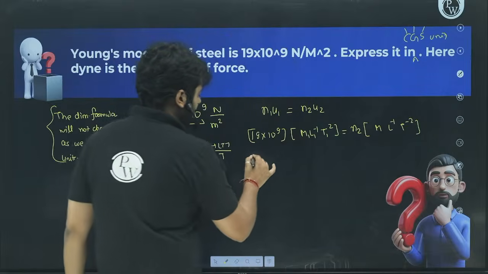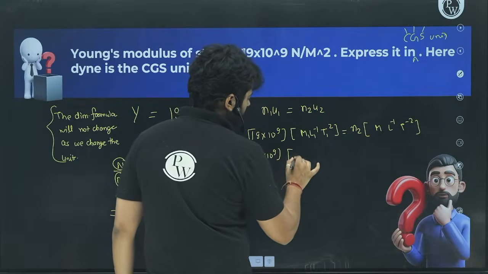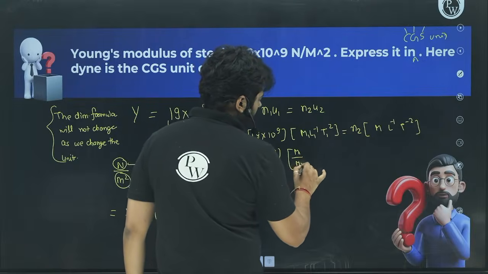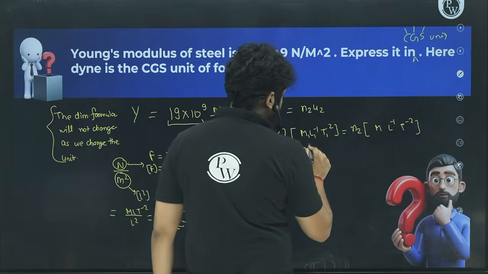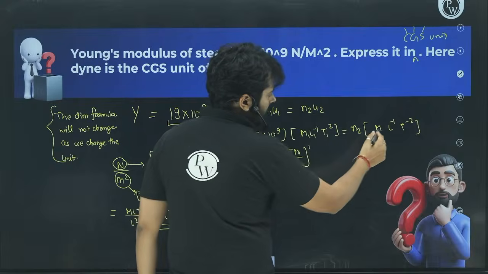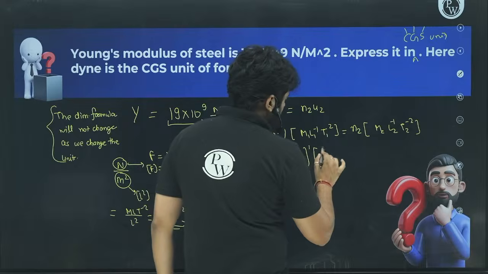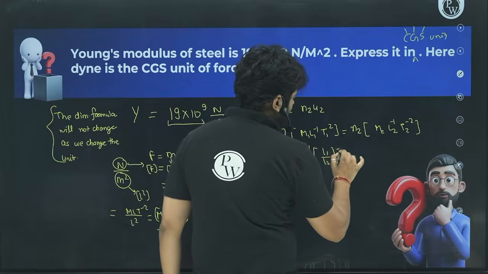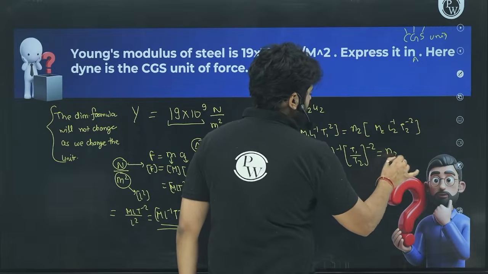So now you see that 19 into 10 to the power 9, that numerical value, is n1, and we need n2. So M1 upon M2 to the power 1, M1, L1, T1 will come upon M2, L2, T2. So M2 comes on this side, power is 1. L1 upon L2 to the power minus 1 and T1 upon T2 to the power minus 2. This is the value of n2, right?